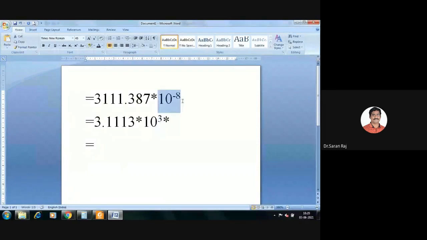Already here, what is the one more digit we have? That is 10 power minus 8 we have. Now we see the base same, powers added. So this is a plus, this is a minus, then you subtract these values. Minus 8 plus 3, you put the minus, and it becomes 10 power minus 5. So that is 3.111.